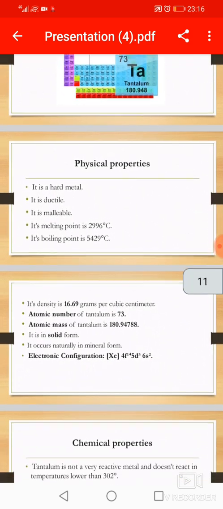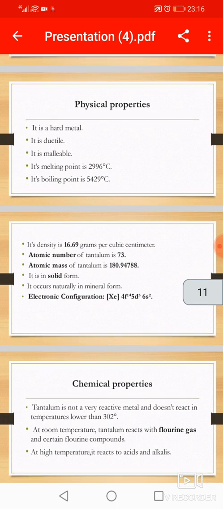Now let's move on to the next point, that is chemical properties. Tantalum is not a very reactive metal and does not react at temperatures lower than 302 degrees Celsius. Tantalum has several unique characteristics that have led to its increased use in the 21st century. It is a highly stable metal that is almost immune to chemical degradation at temperatures lower than 159 degrees Celsius.